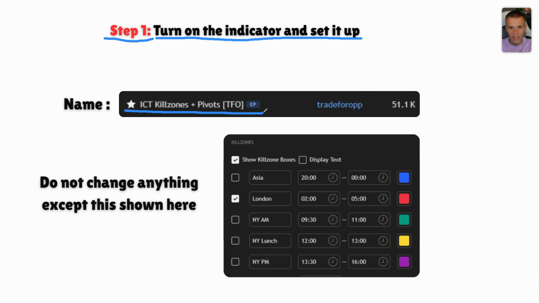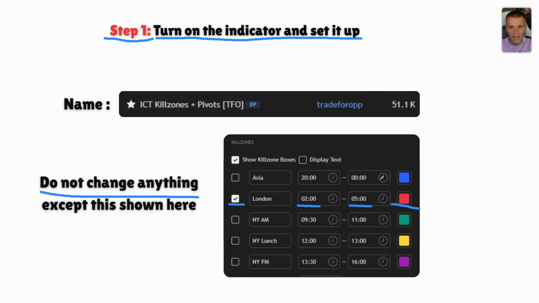And when you get the indicator on, all you have to do is not change anything except these boxes that I've shown right here. So basically all you need to do is unmark all of these right here and only leave the London one marked. And of course you can copy the hours from me, and you can copy the color too if you like my color, so it doesn't confuse you. And that is basically it.